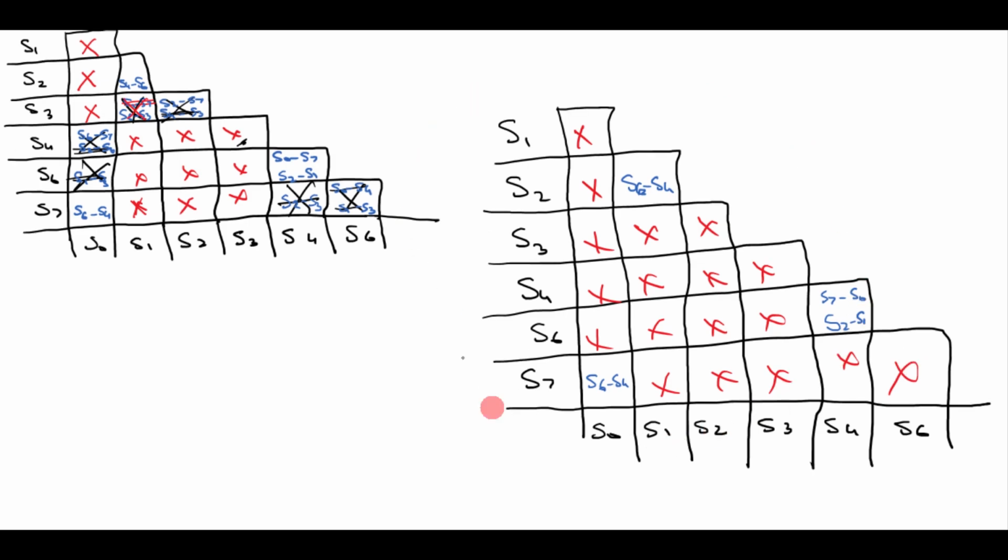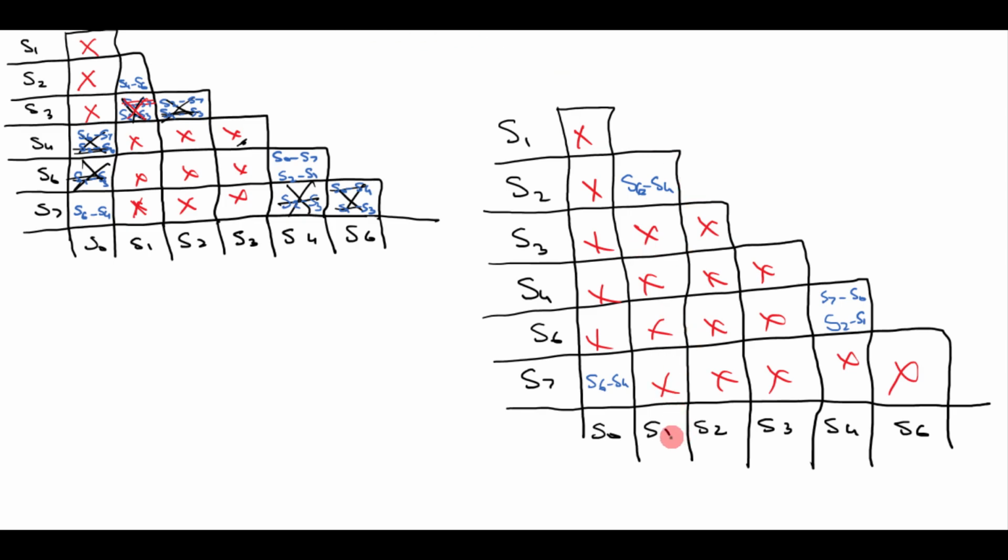As you can see in this triangular array, you cannot remove other entries in this triangular array. Once you are finished with this triangular array, the remaining labeled entries represent equivalent states. Let me repeat. The remaining labeled entries represent equivalent states of your transition graph.